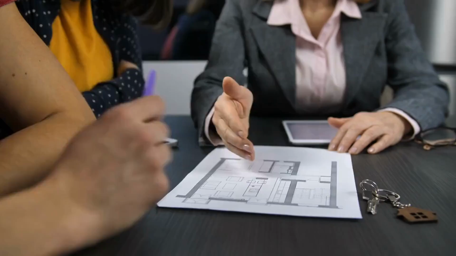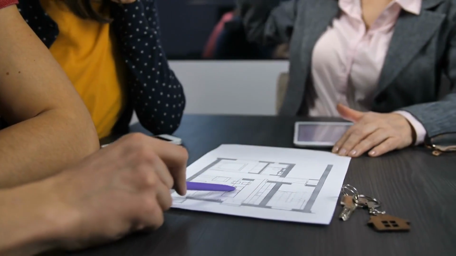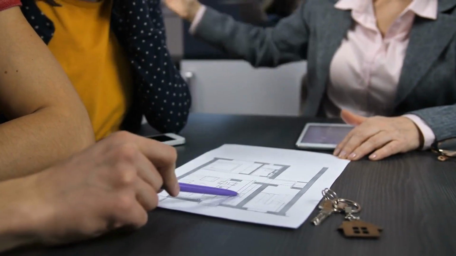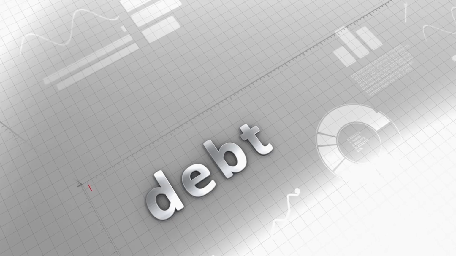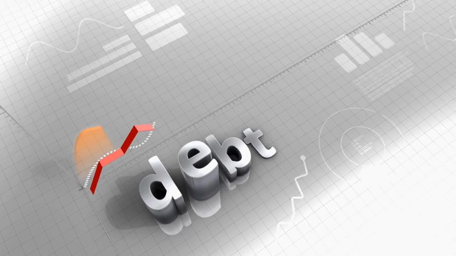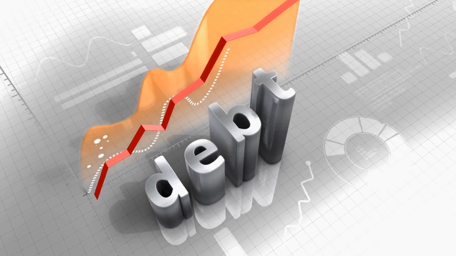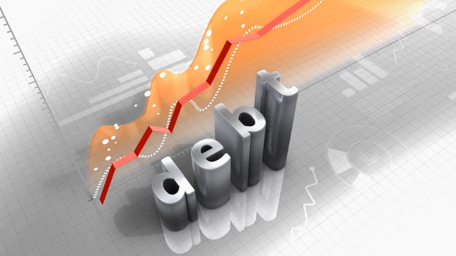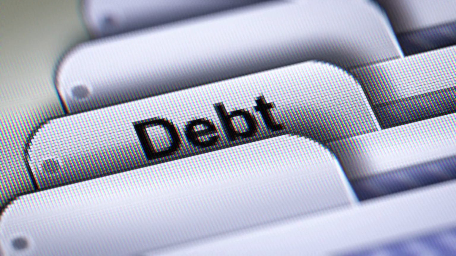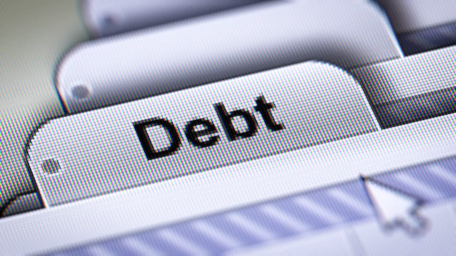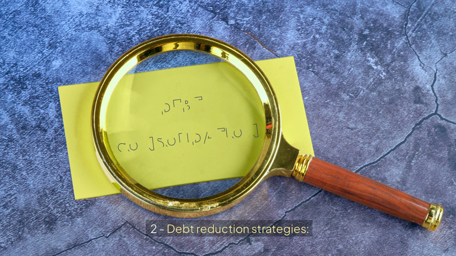1. Assessment of current debt. The first step in implementing a debt-optimized estate plan is to assess your current debt situation. This includes identifying all outstanding debts, such as mortgages, loans, credit card balances, and any other liabilities. Understanding the total amount of debt you owe will help you develop a strategy to manage and reduce it over time.